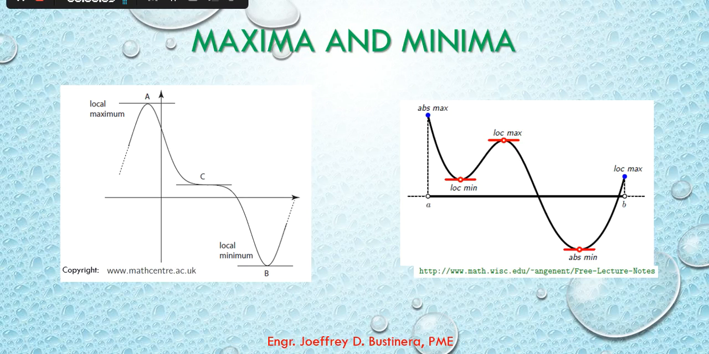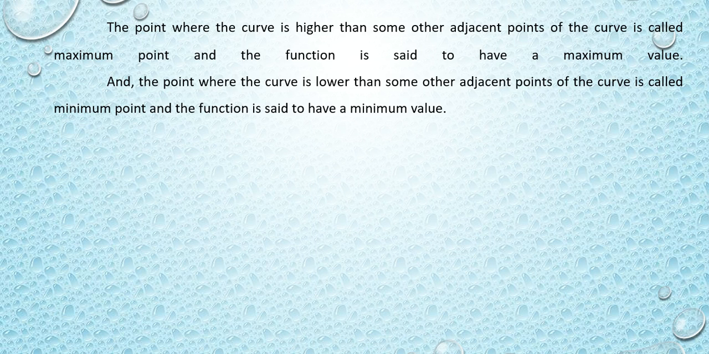Our topic is maxima and minima. The point where the curve is higher than some other adjacent points of the curve is called a maximum point, and the function is said to have a maximum value. And the point where the curve is lower than some other adjacent points of the curve is called a minimum point, and the function is said to have a minimum value.